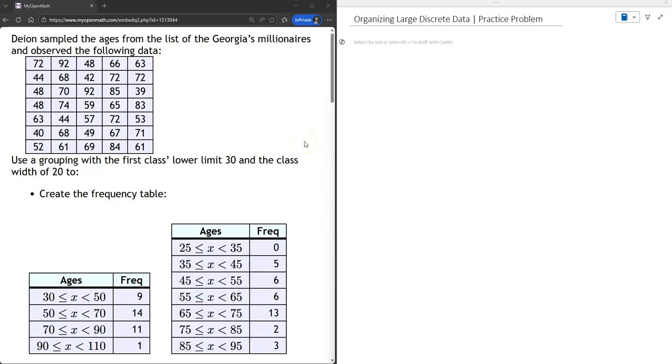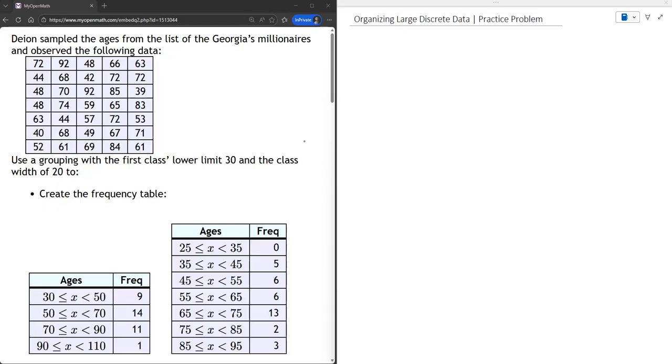In this tutorial, I'm going to show you how to organize large discrete data by doing this problem. And the problem says that Dion sampled the ages from the list of Georgia millionaires and observed the following data. So the numbers in this data set represent ages of millionaires in Georgia.